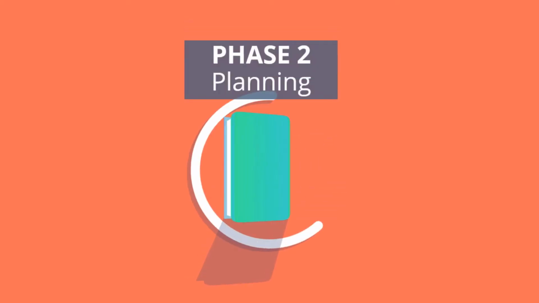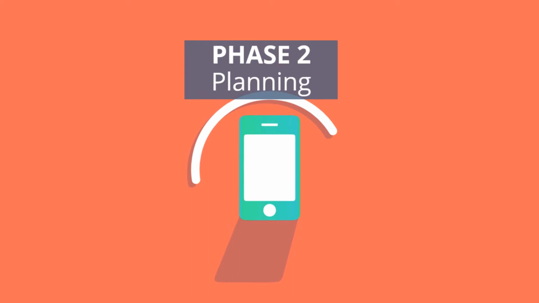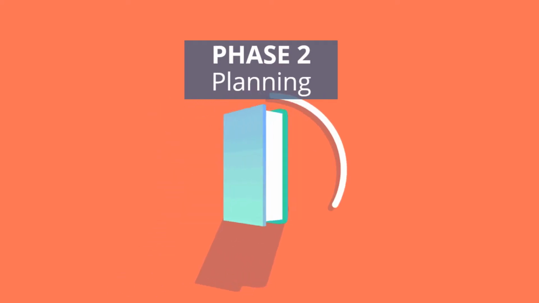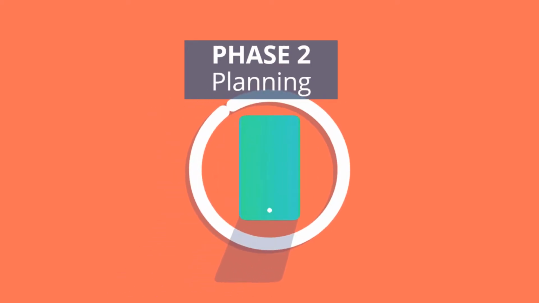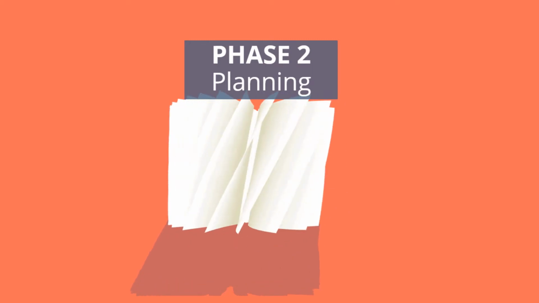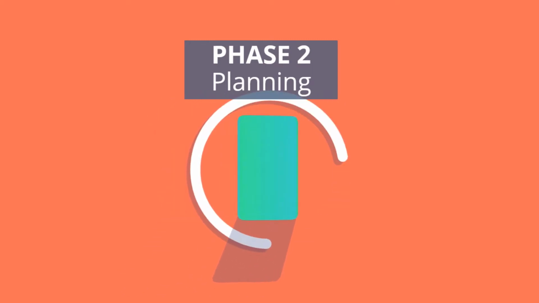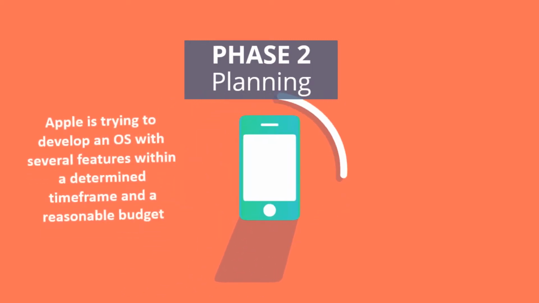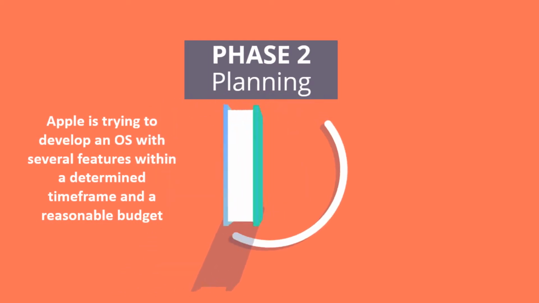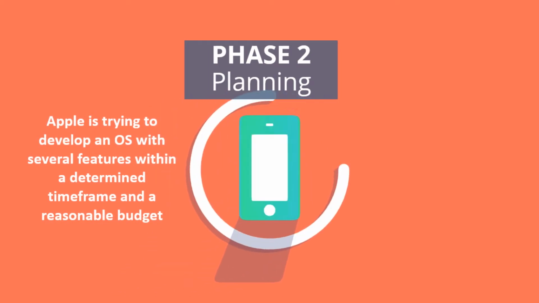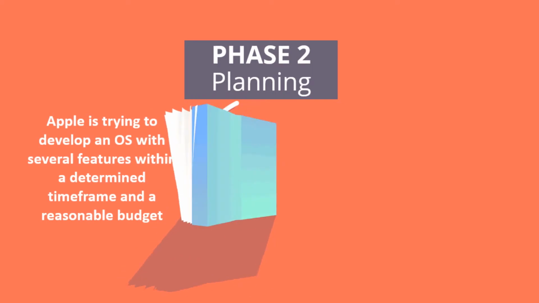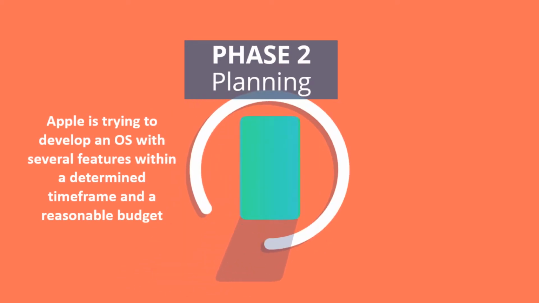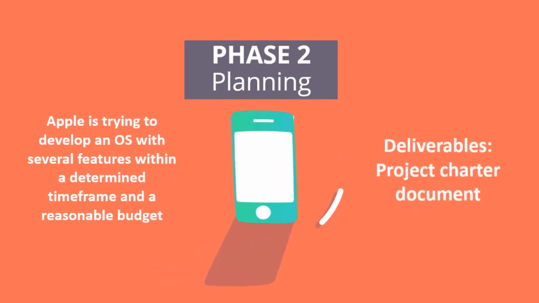The second phase is project planning. Here, we develop a project charter to provide a detailed explanation of the project's MOV, project scope, and project's budget. This phase explains how Apple is trying to develop an operating system and finish it as soon as they can with a reasonable cost while maintaining a relatively strict scope. The deliverable here is the project charter document.